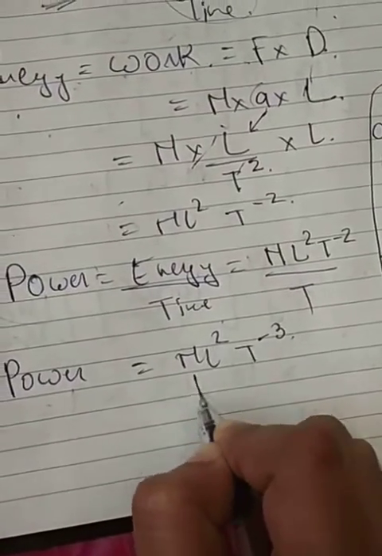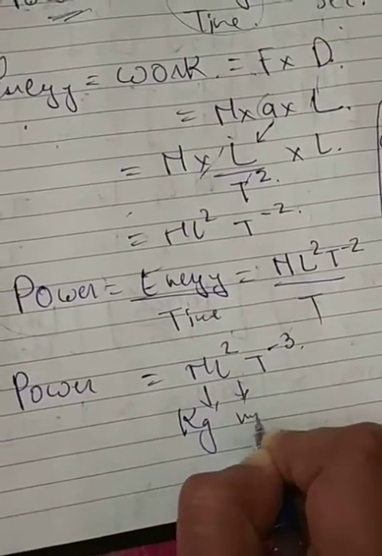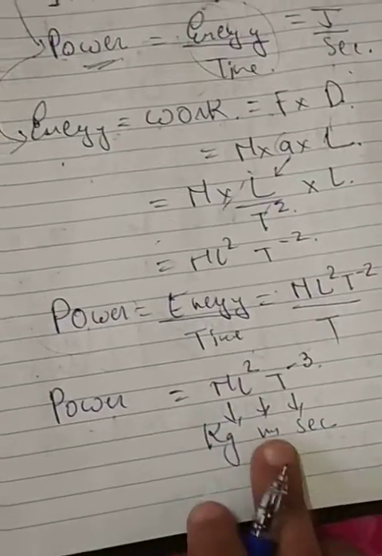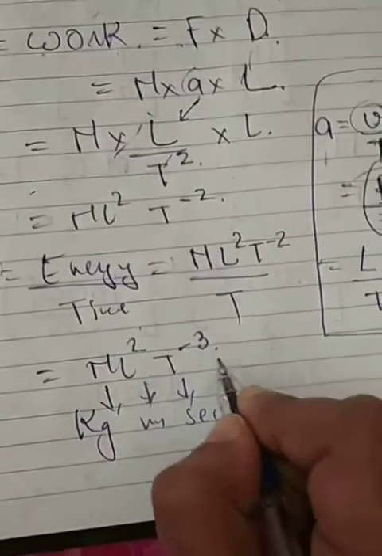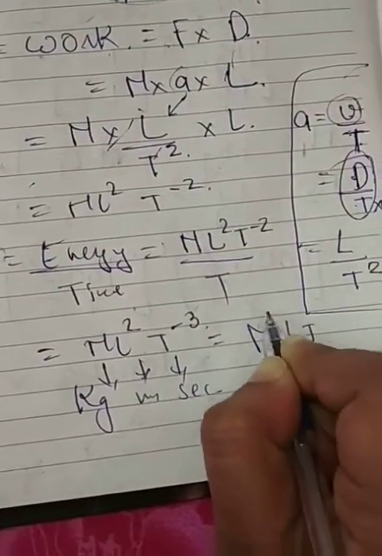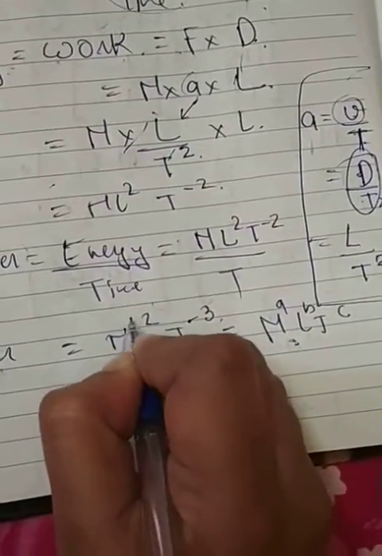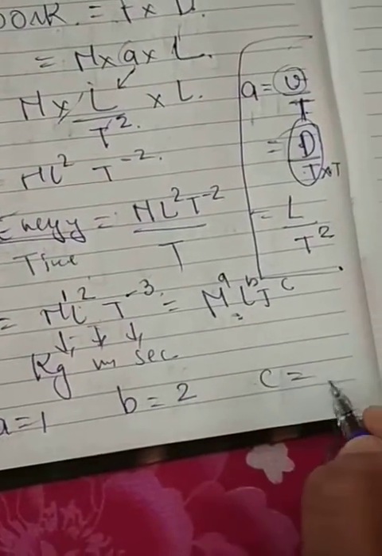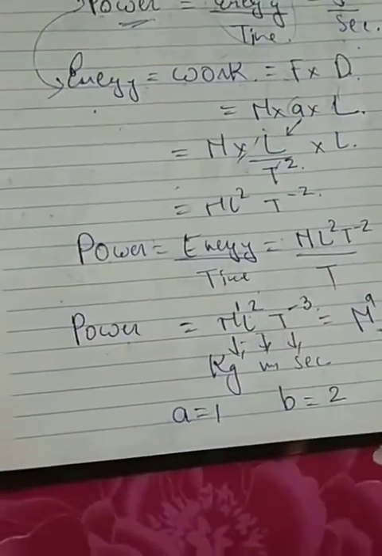Can you find the SI unit? Yes. This is the MKS system. In the MKS system, mass is kg, length is meter, time is second. So this is 1 kg, 1 meter and per second time. Can you compare M^a L^b T^c? If you compare both sides, a is equal to 1, b is equal to 2, and c is equal to minus 3. Very nice.